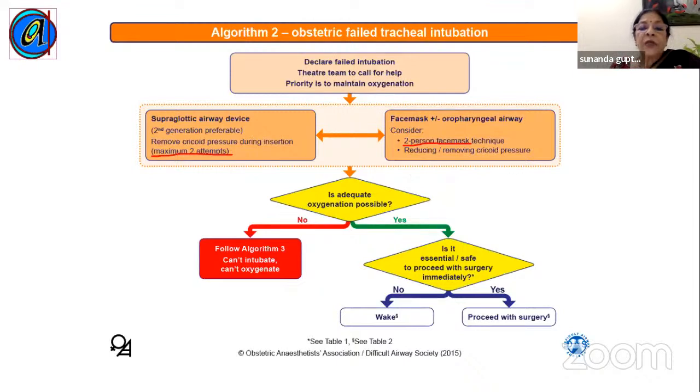So the second algorithm is obstetric failed tracheal intubation. You need to call for help, and your priority is maintaining oxygenation. If you are able to place the supraglottic airway device, take only two attempts to do that. Then you go back to face mask ventilation with oropharyngeal airway. It should be a two-person face mask technique.